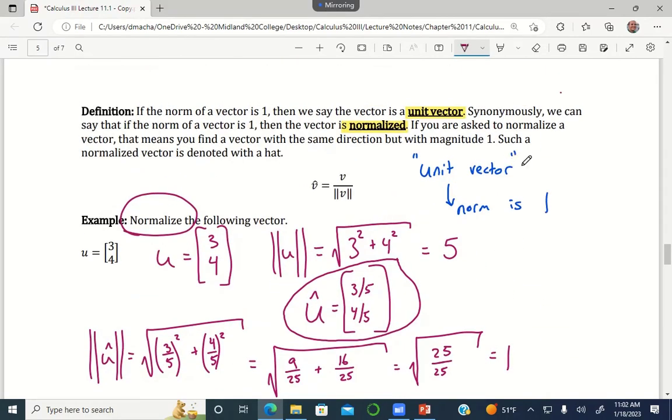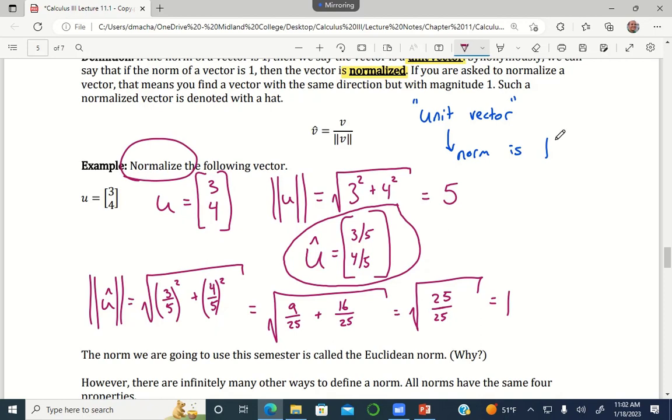We talked about unit vectors. So a unit vector is just any vector whose norm is 1. And if you want to normalize a vector, what that means is you're going to try to find a vector that has the same direction, but you adjust the magnitude of the vector to be 1. And so the formula for doing that is right here.